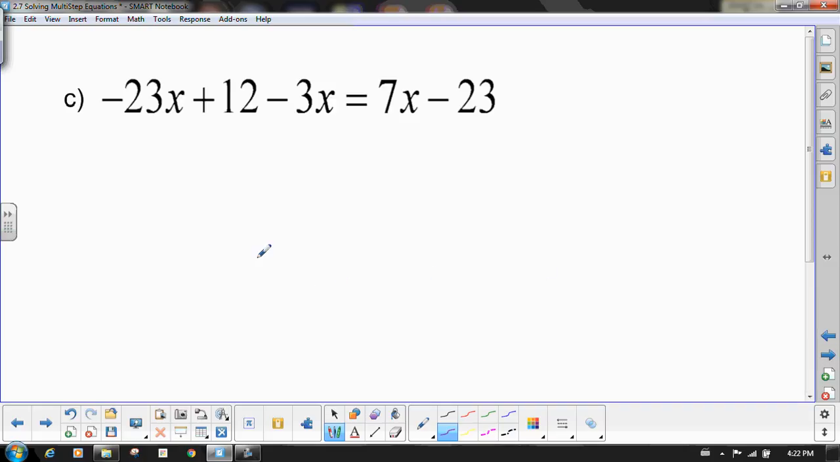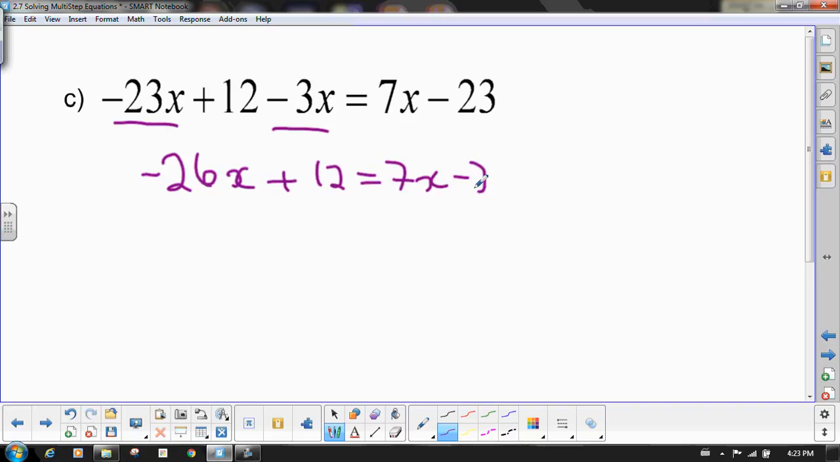In this example, you'll notice there's 3 different terms that have x. So in a situation like this, in the other examples, both sides were already simplified. But in this example, on the left side, I have negative 23x, and I have negative 3x right here. You should always simplify first. So when I combine those values, I'm going to get negative 26x plus 12 equals 7x minus 23. So always simplify first before you start moving.